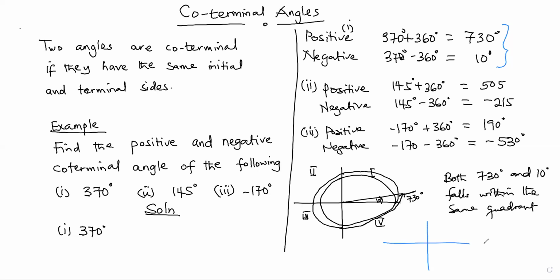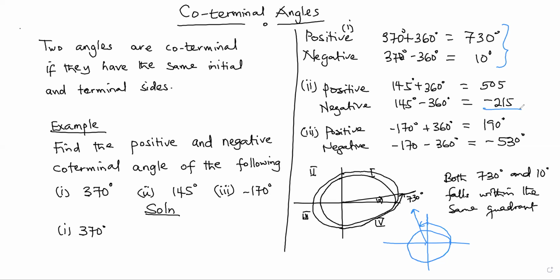For the second one, 505. Okay, so this is 90, 180, 270, 360. Okay. So when you look at 360 plus 90, we'll be getting 450. So from here to here, it's 450. Then 505 will fall somewhere here. Okay. All right. Now let's try something.